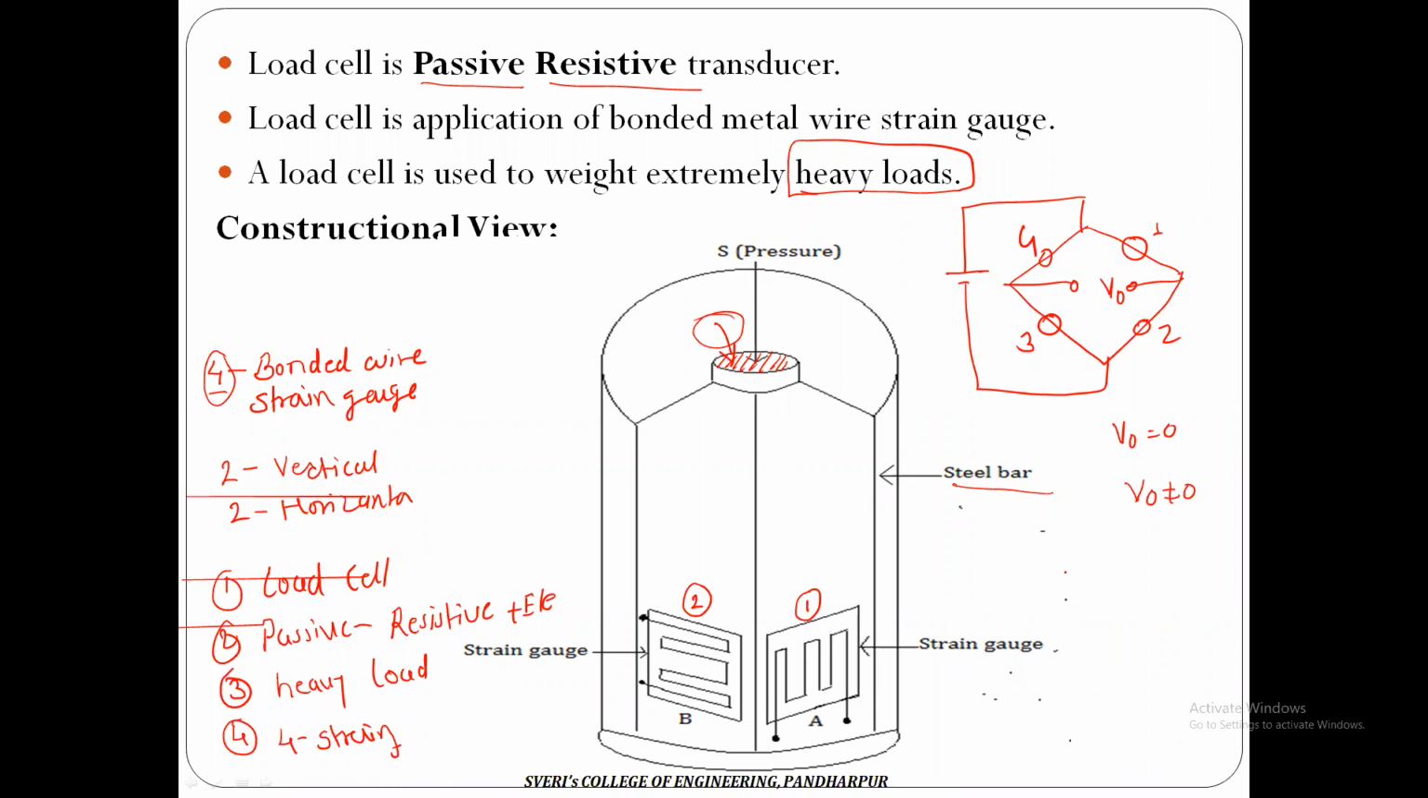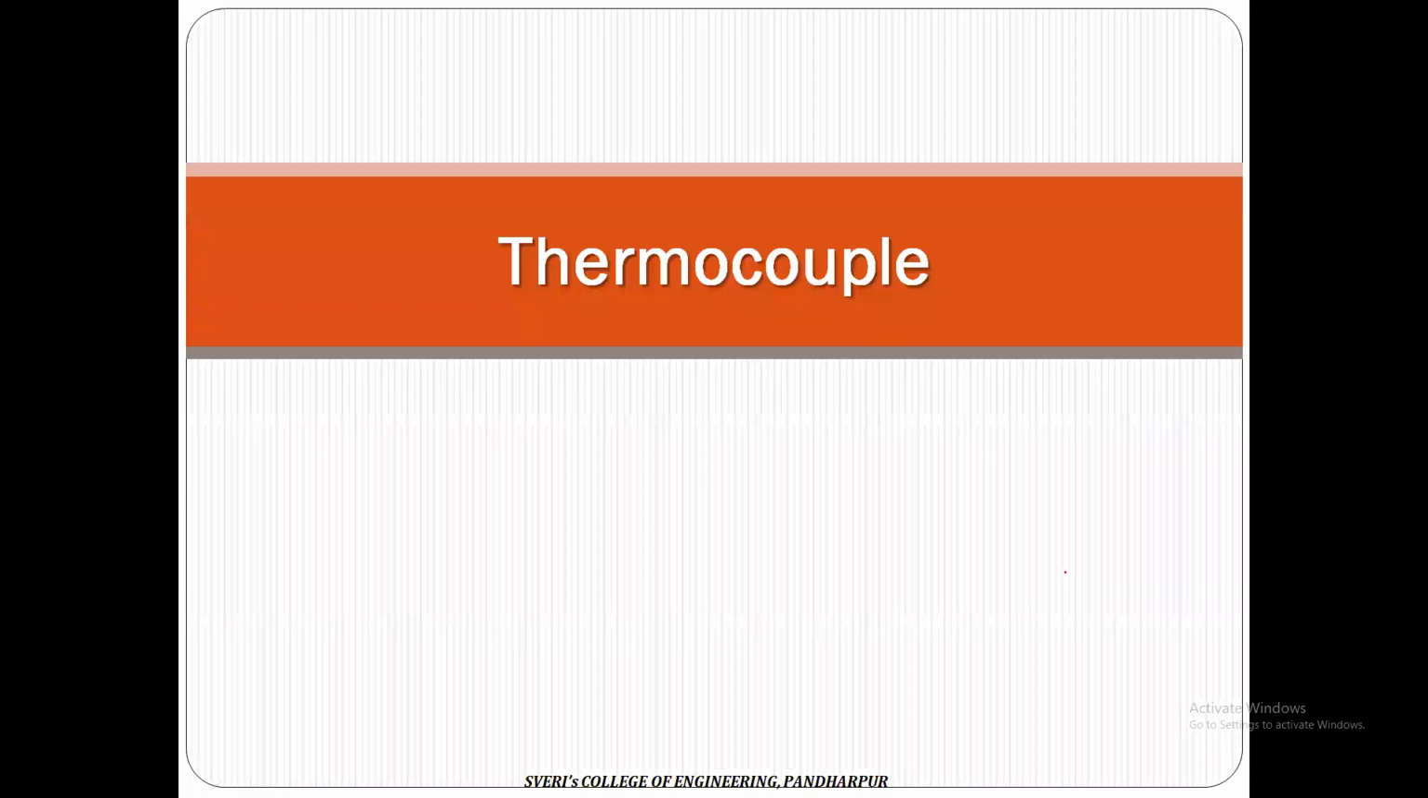Is it right? Now we have to discuss the next type of transducer. We call it the thermocouple. I think it's the 5th type of transducer. We discussed a total of 4 types of transducers, and all are passive types. Now this one is the first active type of transducer.